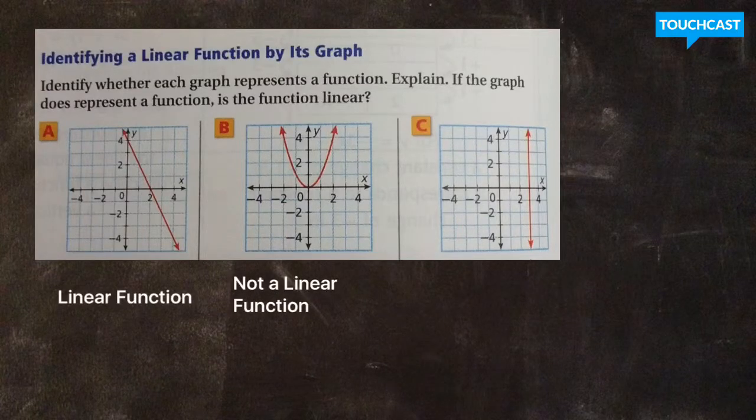And now C. If we look at C, there is only one domain value. It's 3. There are a lot of range values that go with that value 3. So the domain 3 is paired with an unlimited amount of range values, which makes C not a function at all. So let's look at our next example.